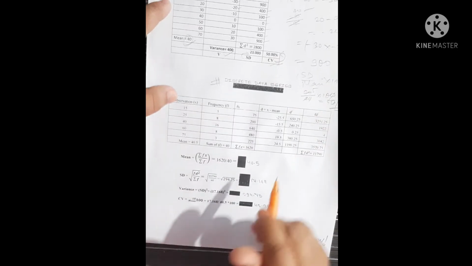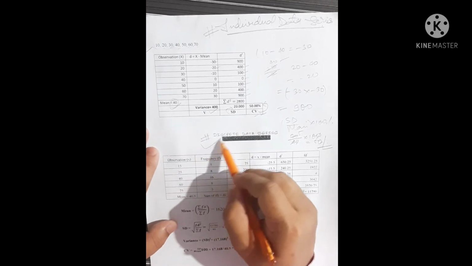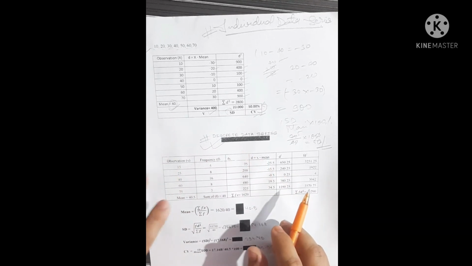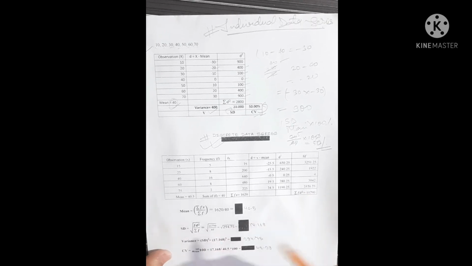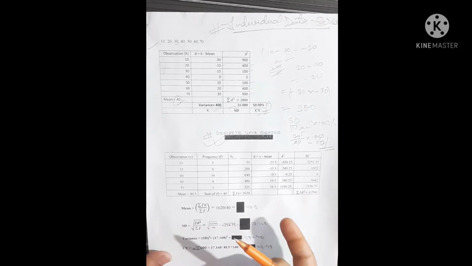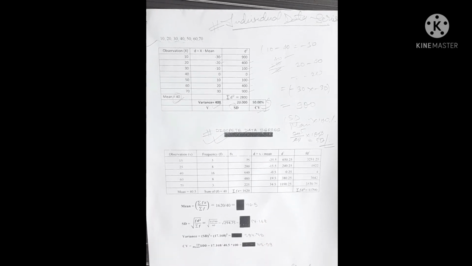CV is 50%. Now we will see the next data series, called discrete data series. Till now we have solved all three examples of individual data series. Now we will see one example of discrete data series, and how we calculate the sum and examples in a discrete data series.